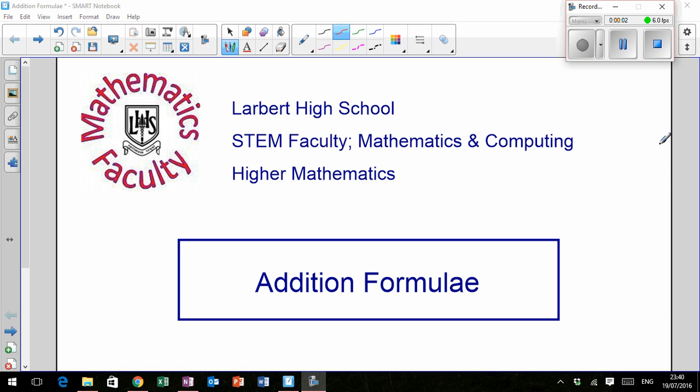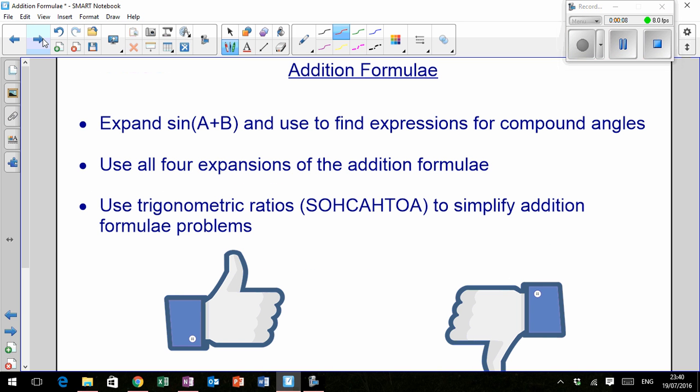Hi there, welcome to the addition formula lesson as part of the trig topic at Higher Maths. I'm not going to go through the proofs for you today because I don't think a lot of people find that valuable. That will be done, or should be done, in class with you. I'm just going to show you what the addition formula expansions are and how to use them.